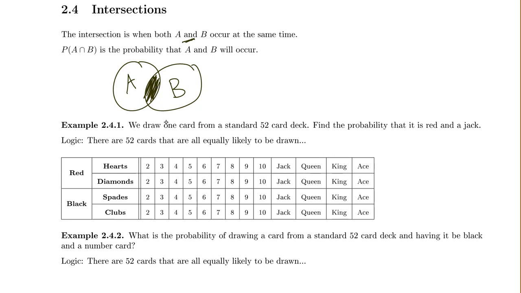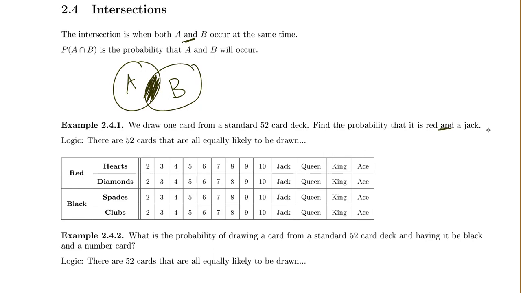Let's try some examples. Let's say we want to draw one card from a standard 52 card deck. Let's find the probability that it is red and a jack. So by logic, there are 52 cards in a deck. They're all going to be equally likely to be drawn. I have here a diagram of all the cards in the deck. So you're either red or black. Red can be hearts or diamonds. And you have the numbers 2 to 10, jack, queen, king, and ace.